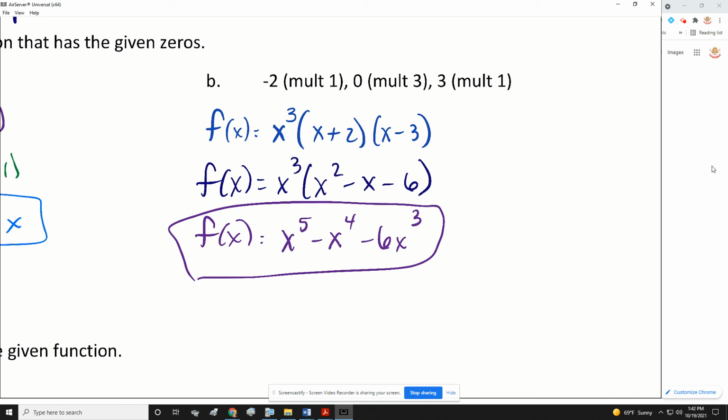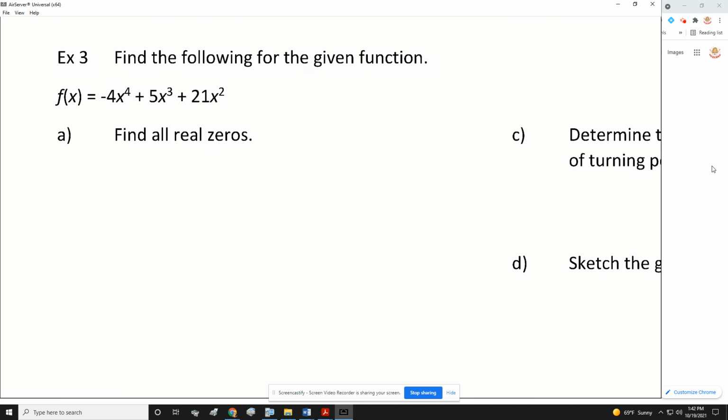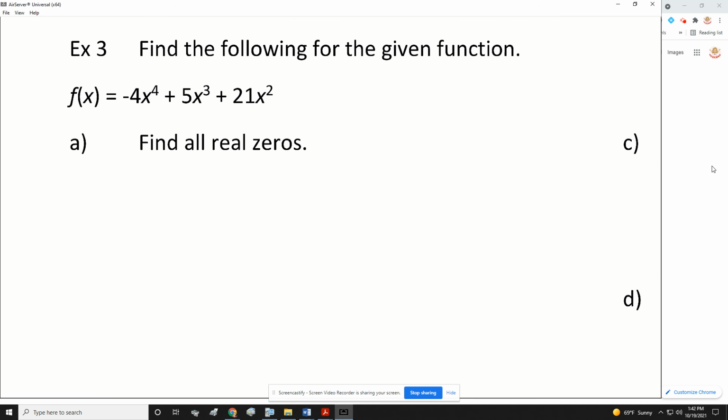Okay, and then this last one, we're going to bring everything together. We're going to bring together multiplicity, zeros, turning points, graphs, end behavior, everything. Okay, so we are just given the function, and we're asked to find the real zeros. So to find the real zeros, we're going to need to factor. So we would start by factoring out a common factor, which is just going to be x squared. But since that leading coefficient is negative, I'm going to factor out a negative because it will just make it easier for us to solve from there.